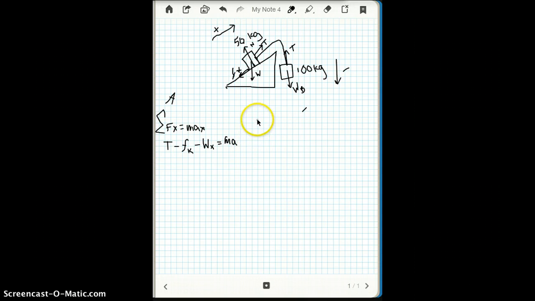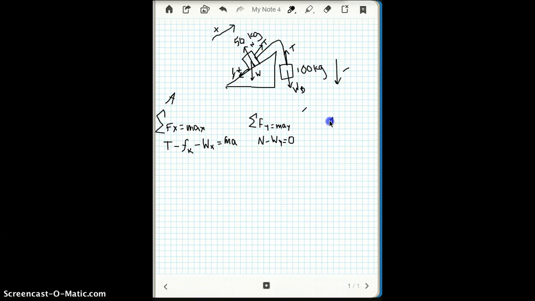And then the y direction for that block is the sum of the forces in the y equals may, and then you get N minus W sub y equals 0, because there's no motion.